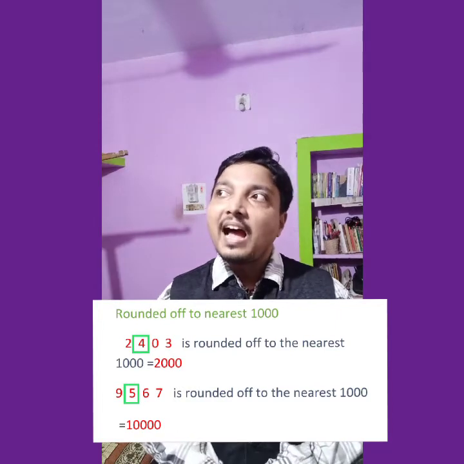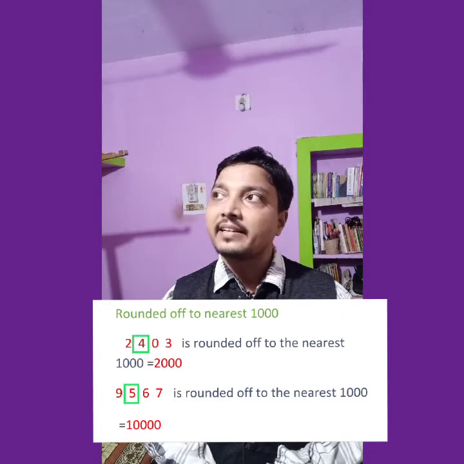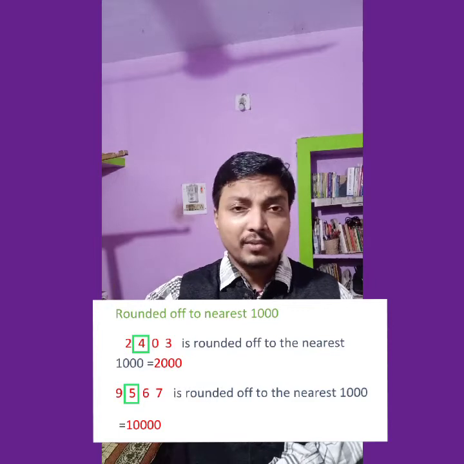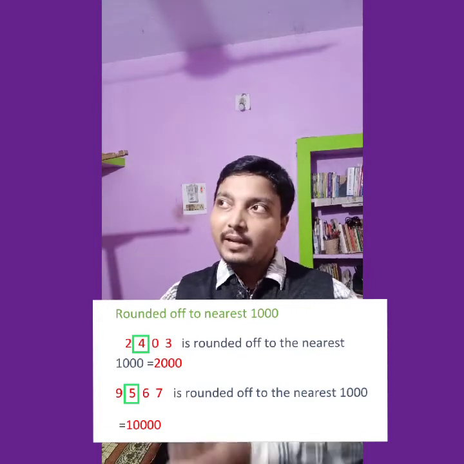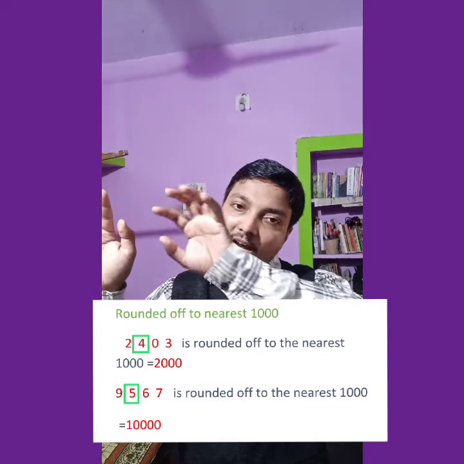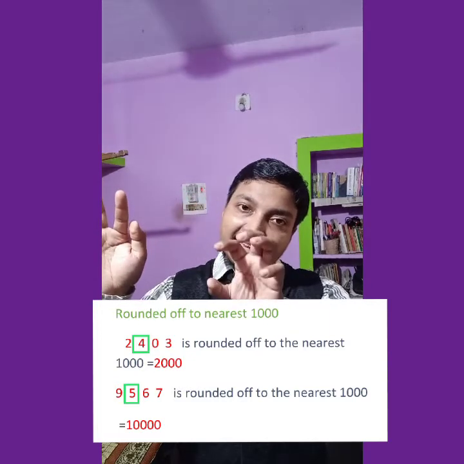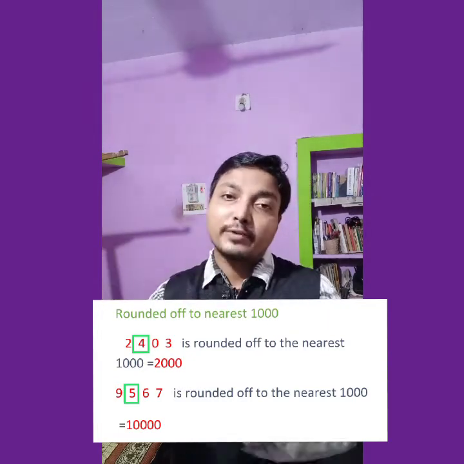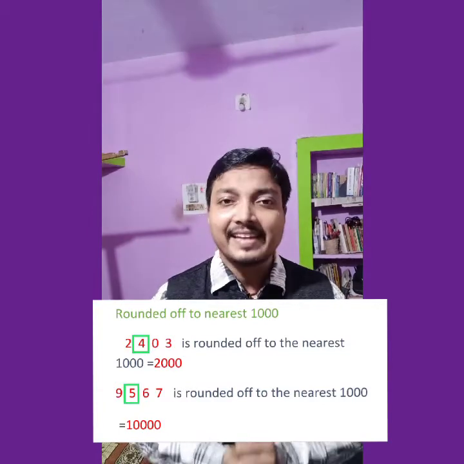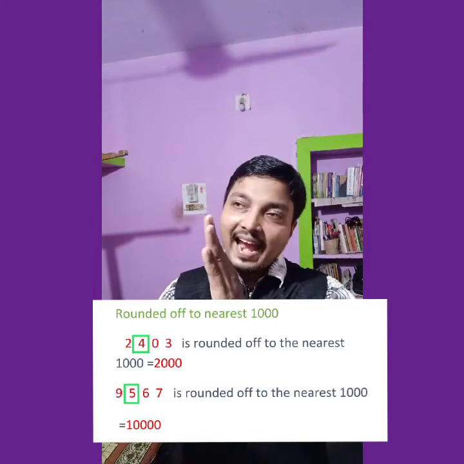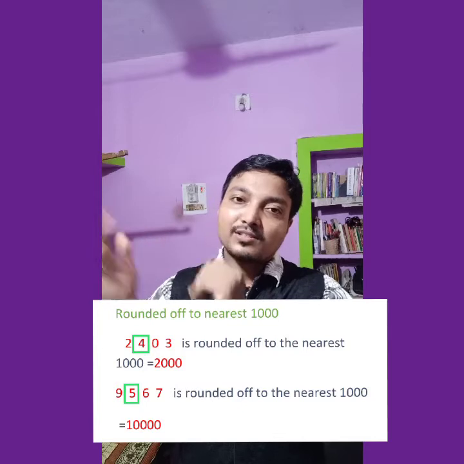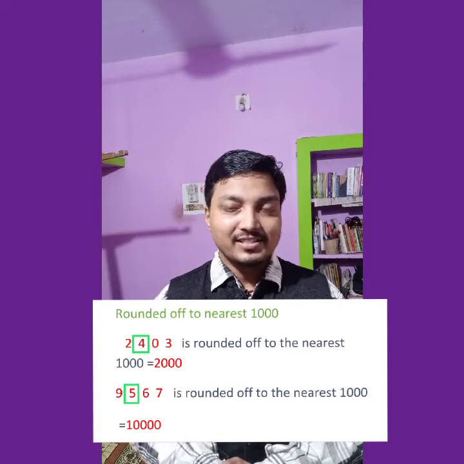Here the 100s digit is 5 or more than 5, and it is exactly 5. So the previous digit is 9, and the 9 should be replaced by its next number, which is 10. So 10 followed by 000, which means it is 10,000.